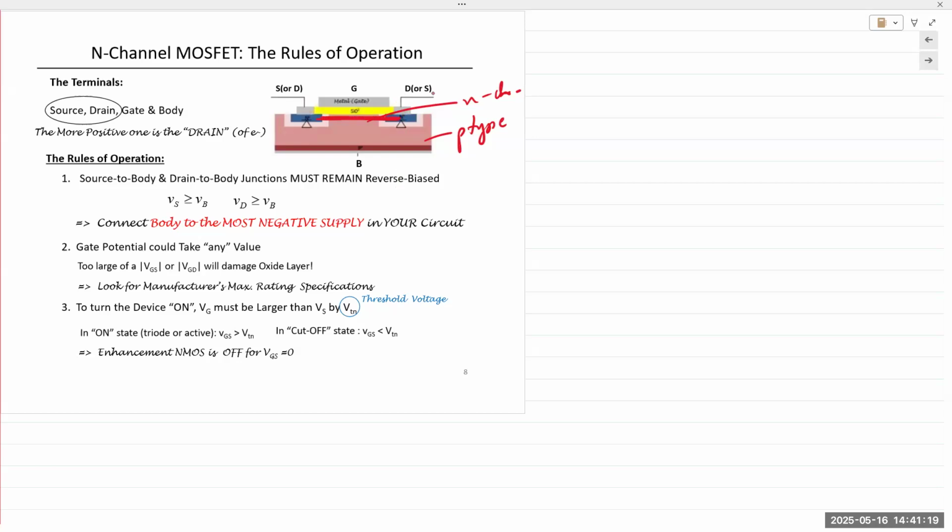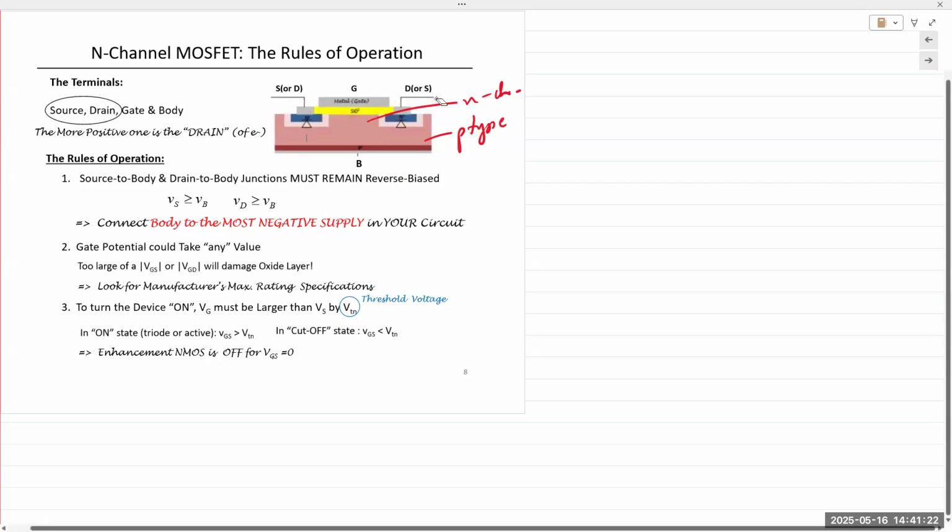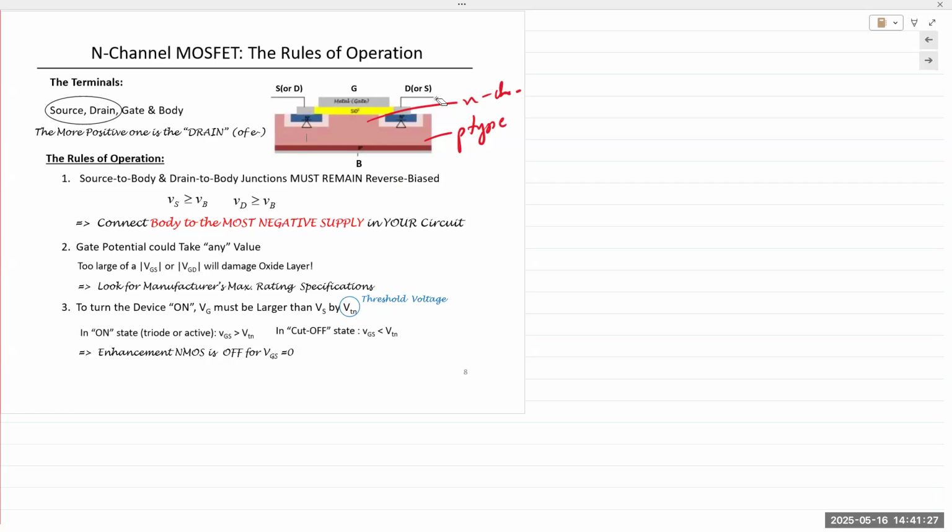Make sense? The drain and the source are the main terminals. We want the current going between the drain and the source. We don't want it going into the body of the device. And so the first rule is the body must be reverse biased with respect to the drain and the source. In an N-channel MOSFET, this P-type material, the body must be connected to the most negative supply rail. If all we have is ground available to us, meaning 0 volts, we connect it to 0 volts. Reverse bias it.